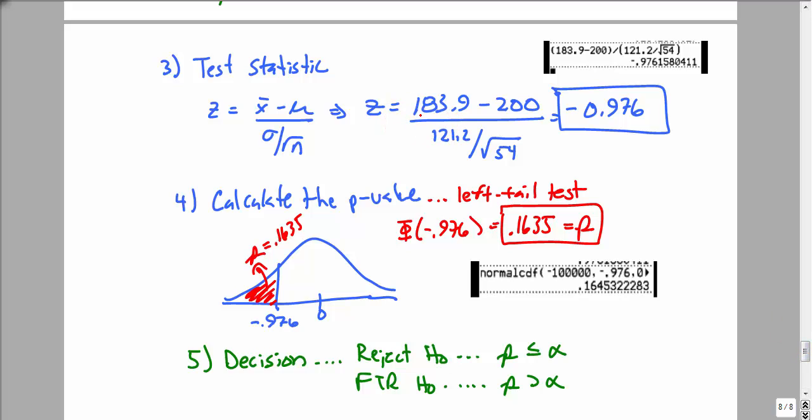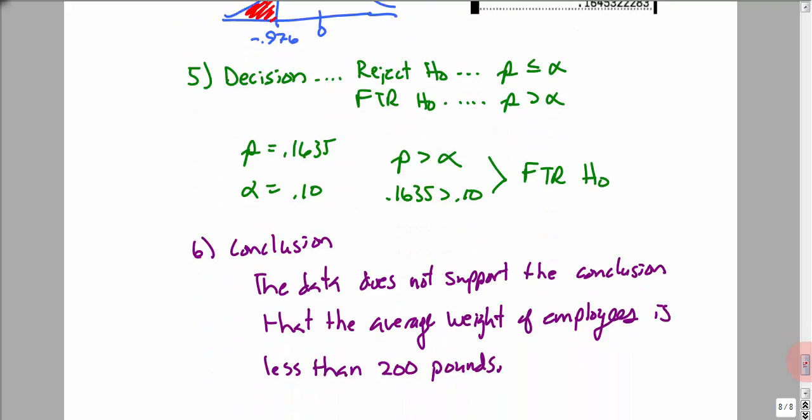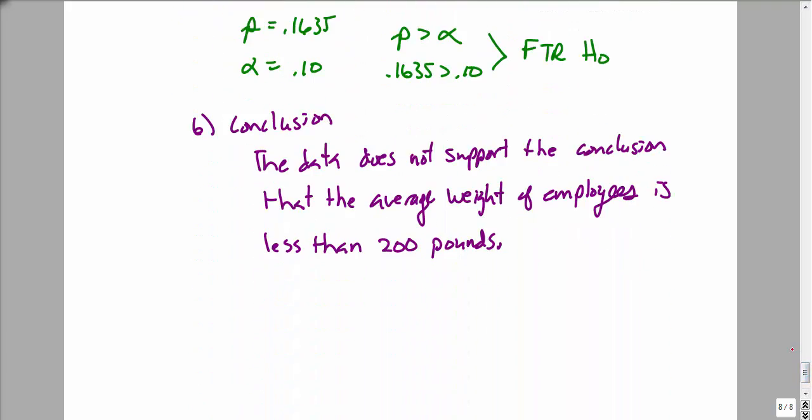But when we talk about a group of 54 people having this average, they're saying, you know what, it's not far enough from the mean for me to say that for the entire population it's actually less than 200. It's still just a little bit too close. So that's the conclusion that we draw here.